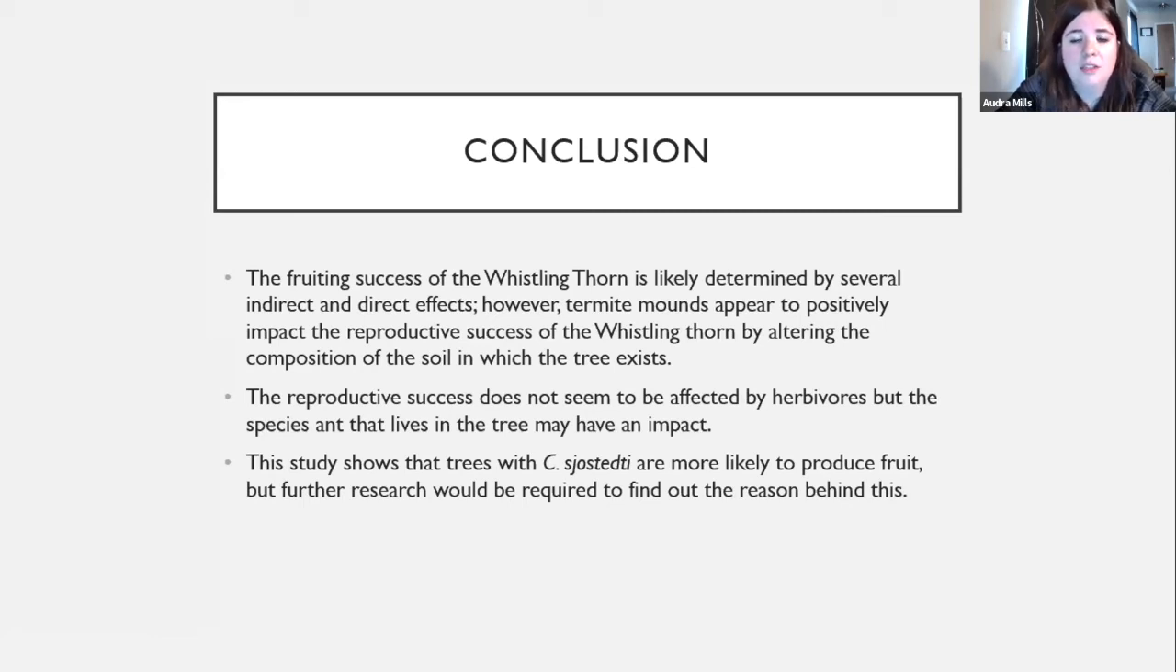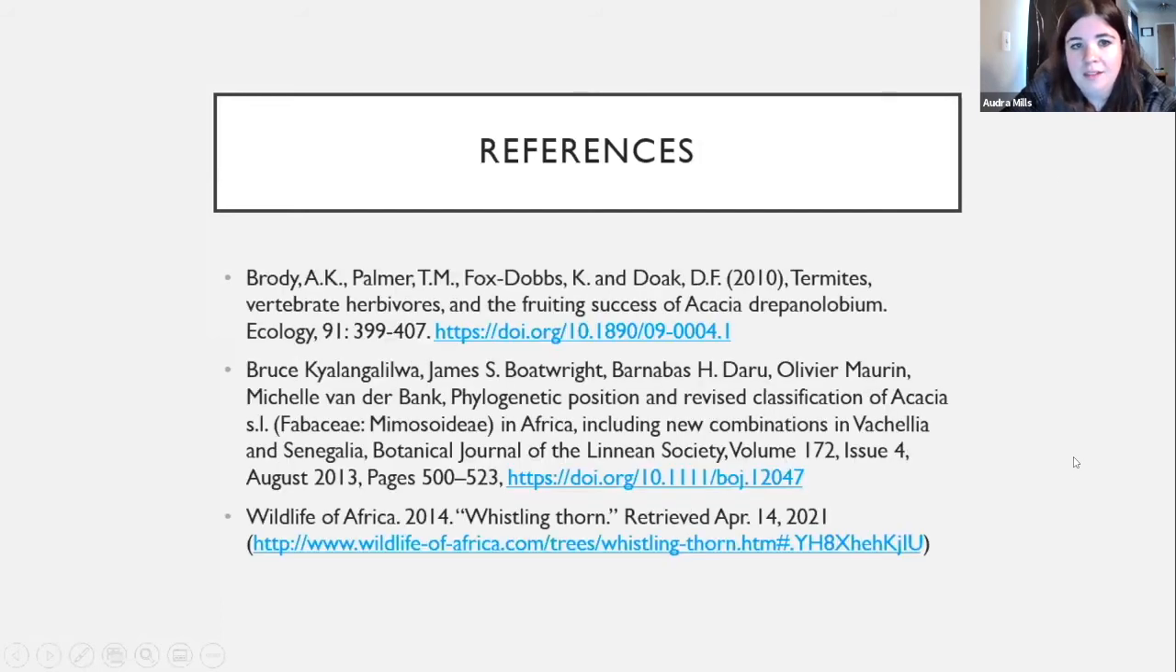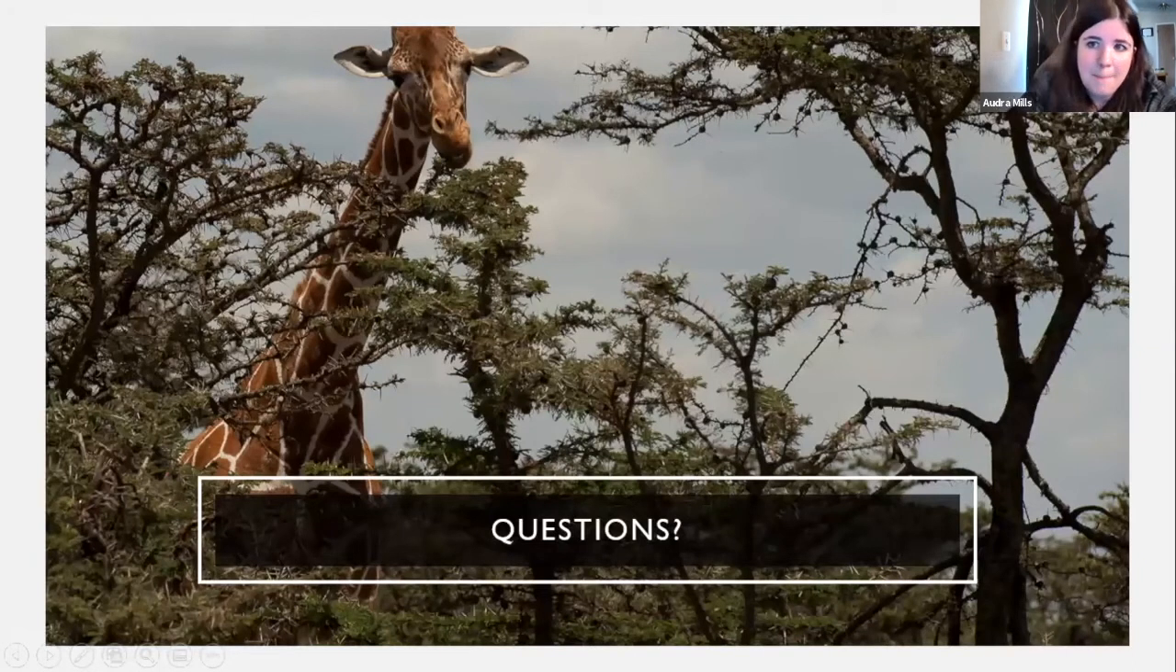And this study did show that trees inhabited by the Joe Steady are more likely to produce fruit, but further research would be required to find out the reason behind this. They did throw out some hypotheses for this, such as the fact that Joe Steady seem to inhabit older trees, so those trees might just be more likely to produce fruit in general as well. But obviously more research would be required. And there's my references. And do you guys have any questions?